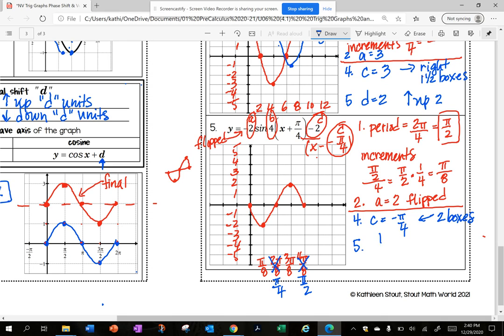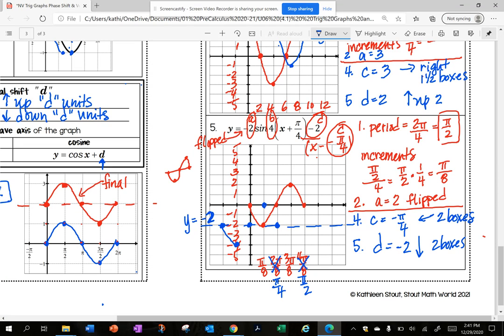And my D value is negative 2. So I'm going to go down 2 boxes. So my wave axis is at y equals negative 2. So I'm going to take each point and go left 2 and down 2. So left 1, 2, down 2. Left 1, 2, down 2. Left 1, 2, down 2. Left 1, 2, down 2. Left 1, 2, down 2.